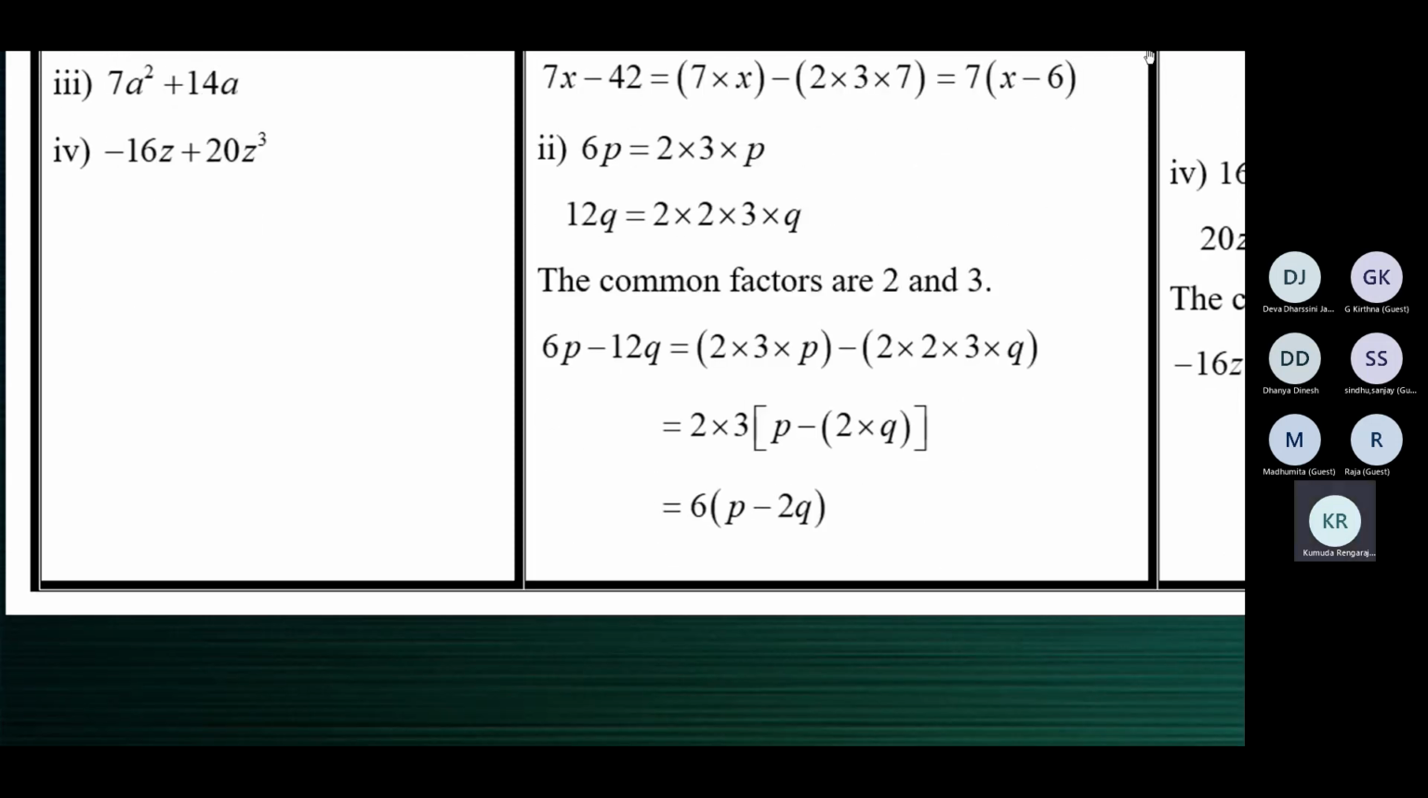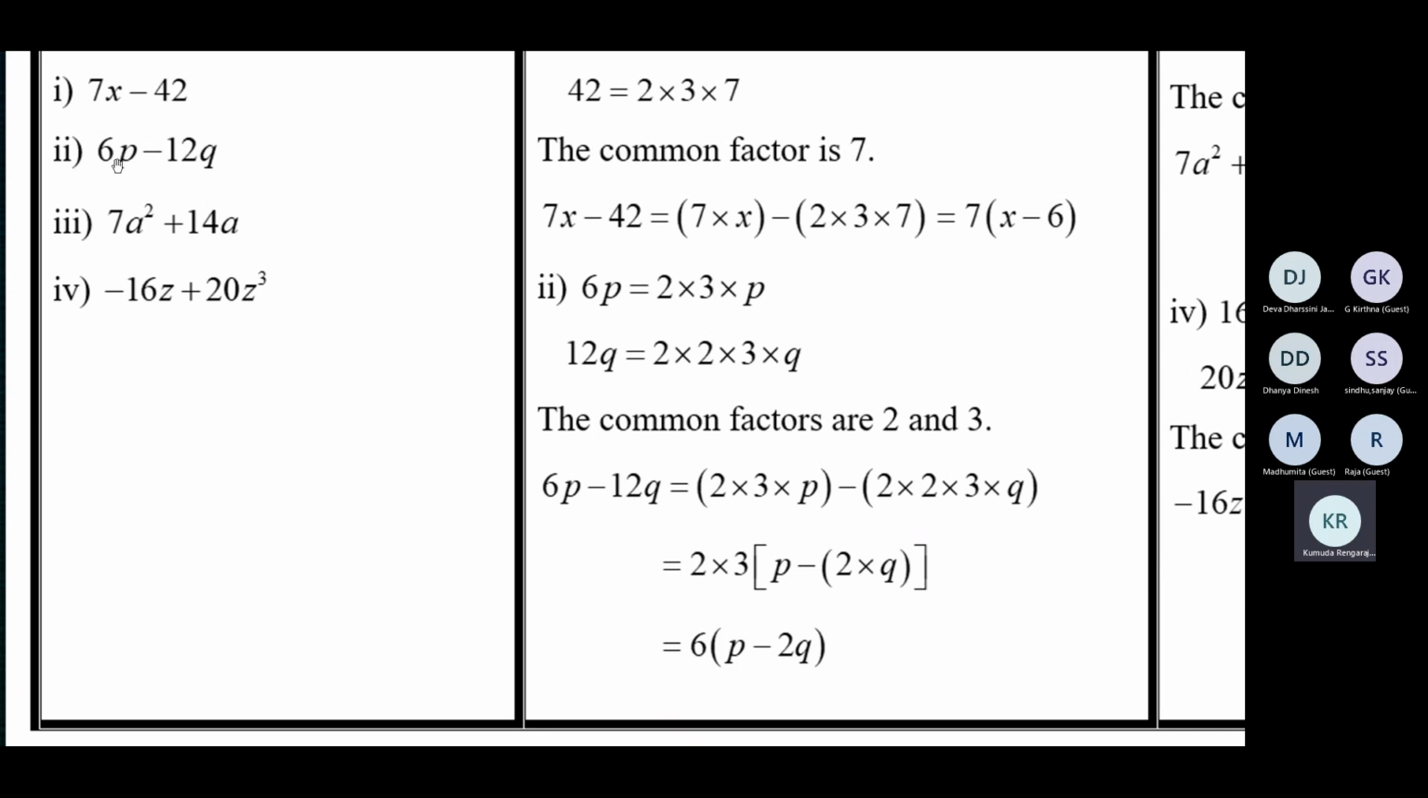The next one you can see, 6p. You will have to factorize this expression, 6p minus 12q. See here, 6p is 2 into 3 into p, and 12q is 2 into 2 into 3 into q.